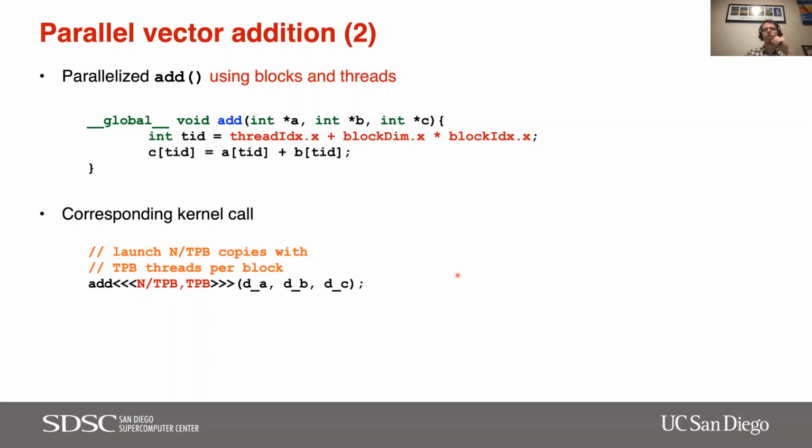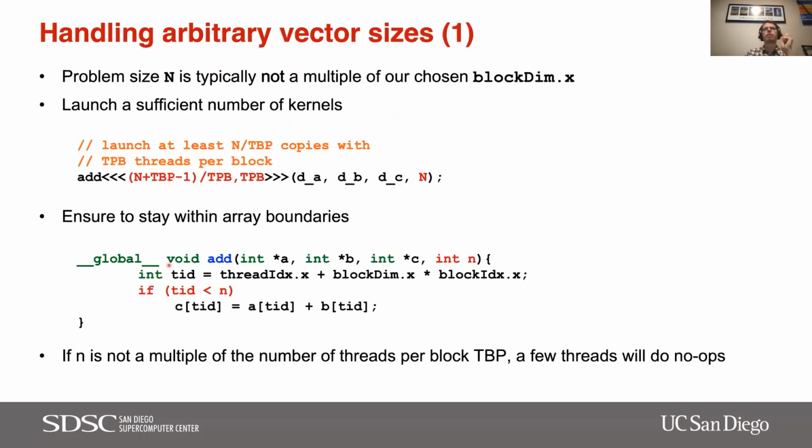So this is of course a limitation. What you want to do is actually launch at least as many blocks as are required to operate on all elements of our vector n. And then we need to pass that information to our add function, and then we just put an if statement in there and say, well, if my thread ID is less than n, then do this operation, otherwise don't do it, right? So this way I can have a size of a vector that's not a multiple of our chosen block dimension.